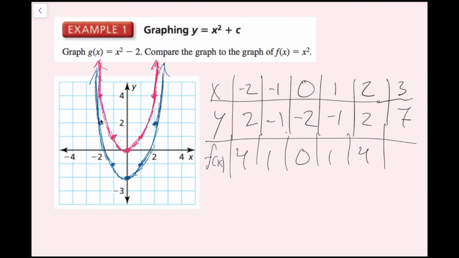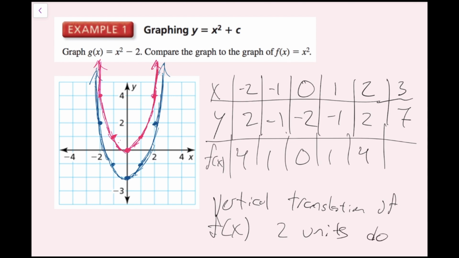So the transformation is a vertical translation of f of x 2 units down. Anyway, we've graphed both of our functions and we've described the transformations, so now we're done.